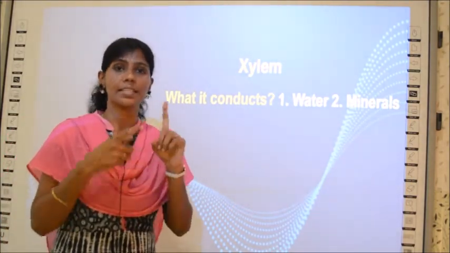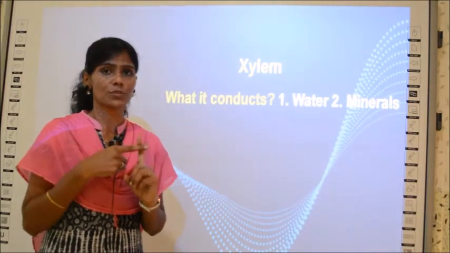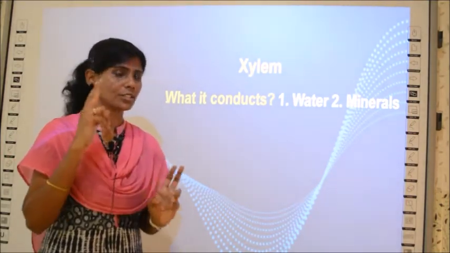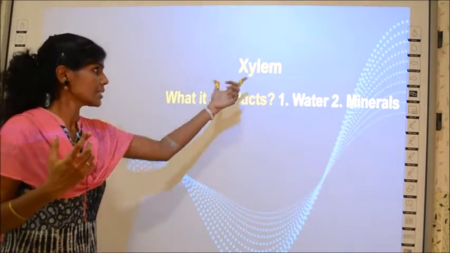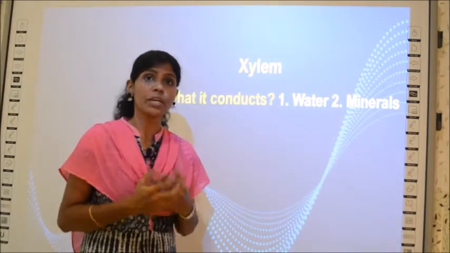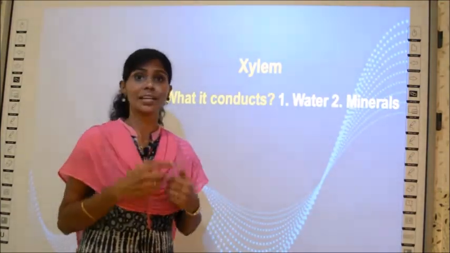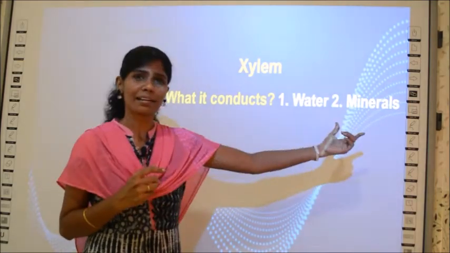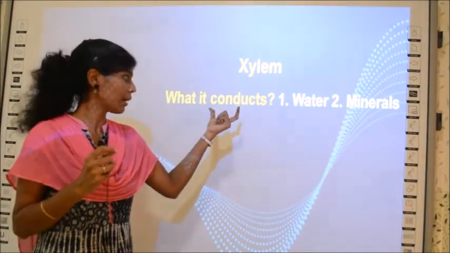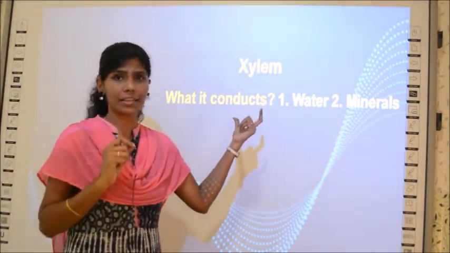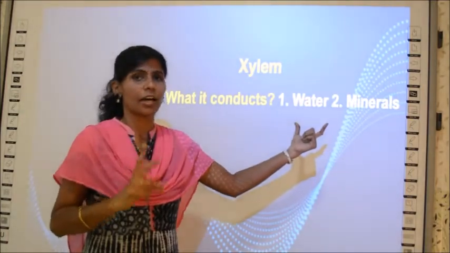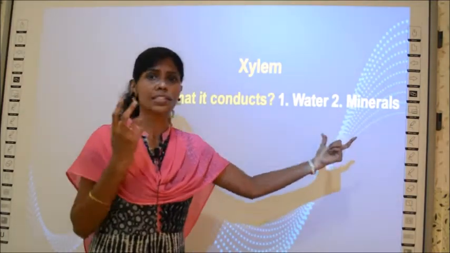How is water conducted? Xylem transfers water within a plant, and also phloem transfers food within a plant. Okay, these two you have to keep in mind. So what does it conduct? Xylem can carry water, and minerals are always dissolved in water. So when they carry water, along with the water they can also carry minerals. You have to use the word conduct because it is a conducting tissue. So what does xylem conduct? It conducts water. Along with the water it can also conduct minerals.